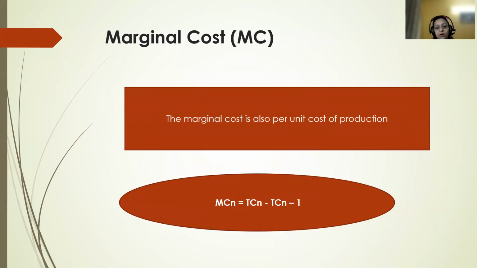Marginal cost is the cost of producing one additional unit of output. Marginal cost of nth unit is equal to total cost of nth unit minus total cost of (n minus 1)th unit.